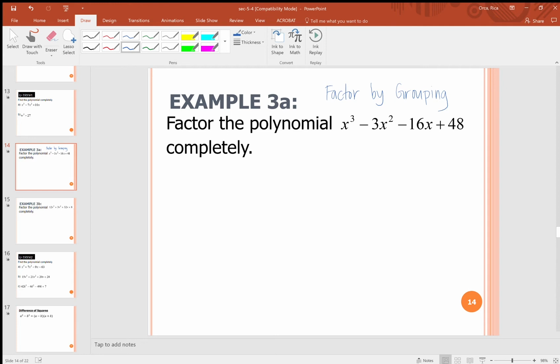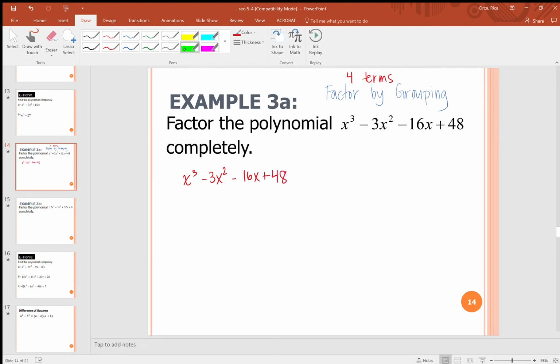Let's get started. We want to factor the polynomial x to the third minus 3x squared minus 16x plus 48 completely. And once again, because we have 4 terms, we're going to use factoring by grouping. So I want to start off by rewriting the problem. We have x to the third minus 3x squared minus 16x plus 48.